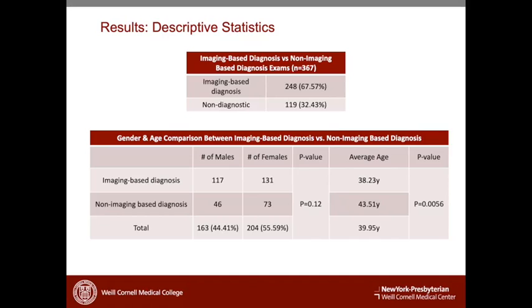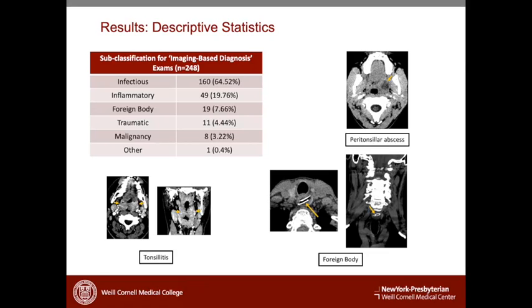In our cohort, 67.57% of exams had an imaging-based diagnosis, while 32.43% did not. There was a significant difference in the average age between the two groups, with the imaging-based diagnosis group having a younger age. Within the imaging-based diagnosis group, the majority of throat pain etiologies were identified as infectious or inflammatory on imaging.